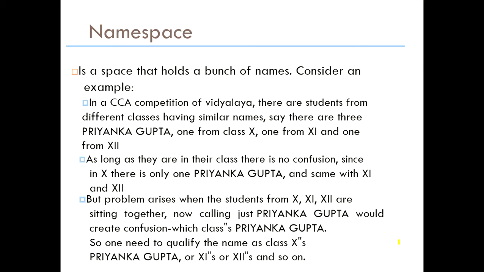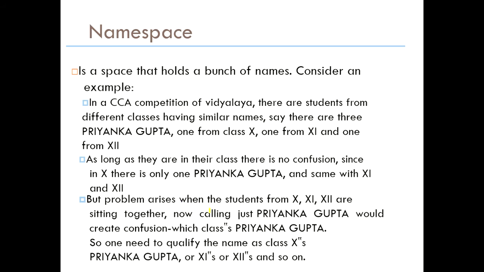Namespace. A namespace is a space that holds a bunch of names. Consider an example. In a CCA competition of a Vidyalaya, there are students from different classes having similar names. Say there are three Priyanka Guptas, one from class 10th, one from 11th, and one from 12th. As long as they are in their own class, there is no confusion, since in class 10th there is only one Priyanka Gupta, and the same with 11th and 12th.